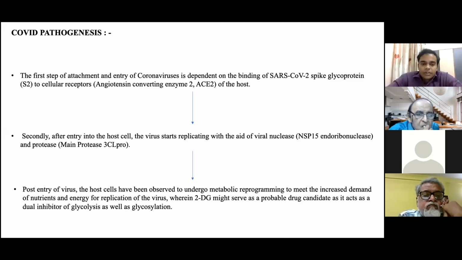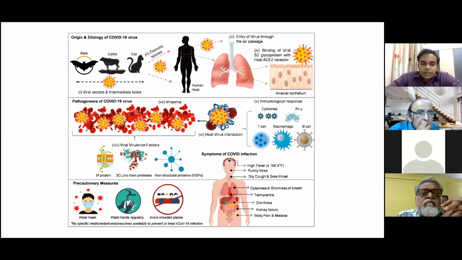So COVID manifestations, we all know, a lot of things have been explained. A lot of immunology is there which is published, and a lot of immunology is still unexplained. This is the possible mechanism in COVID.